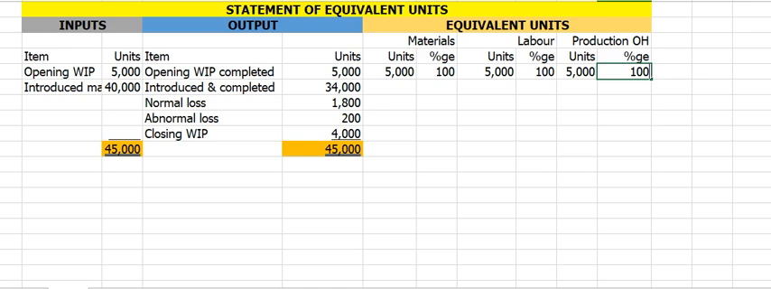Introduced and completed. If they are introduced and completed, it means that in terms of equivalent units, in respect of materials, labor, and production overheads, these will still be at 100% degree of completion. So they are complete. 34,000, 100%.